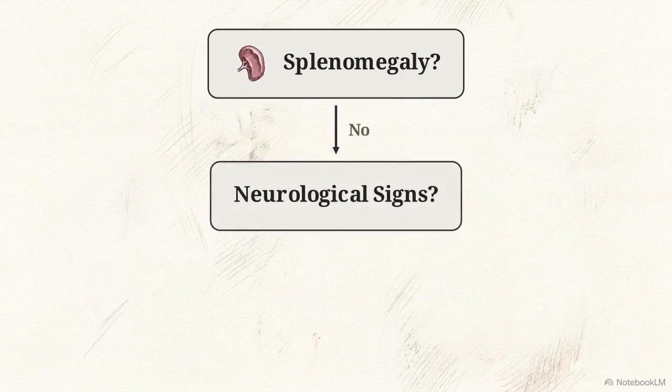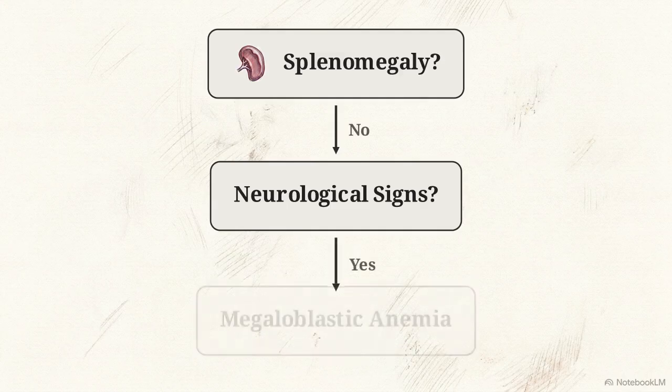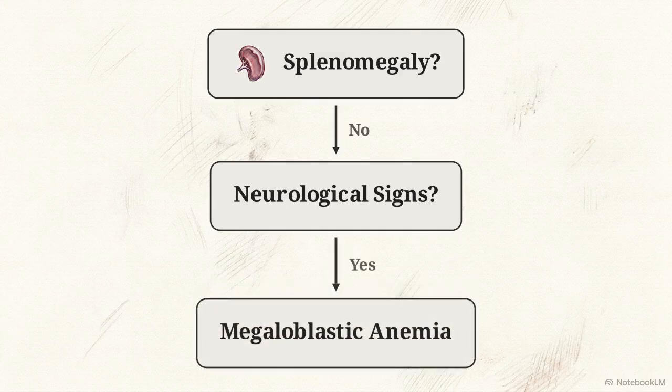The flowchart expands downward. We check for neurological manifestations, like numbness. If present, the rule dictates megaloblastic, or B12, anemia. This identifies severe, late-stage cases for test writers. But clinically, relying on this is dangerous. Neurological damage is often an irreversible consequence.